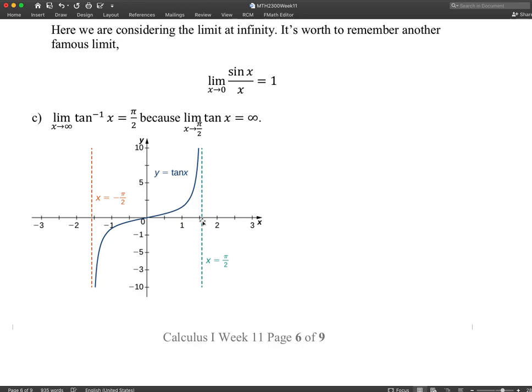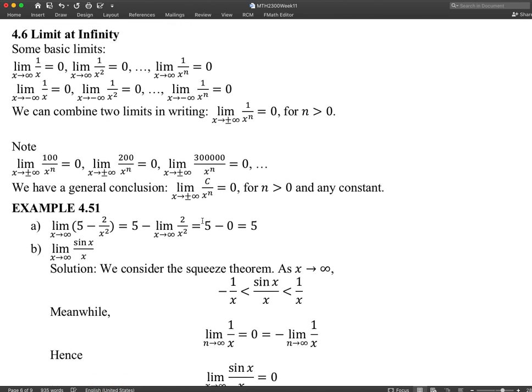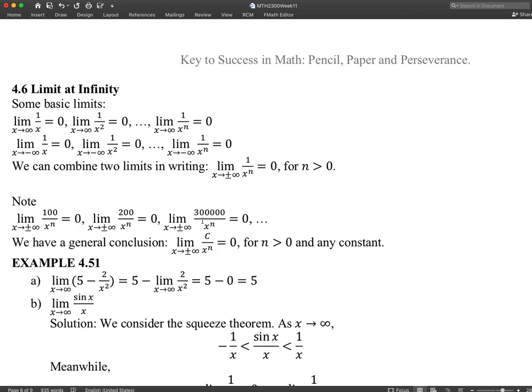So this is the first part of limit at infinity in section 4.6.